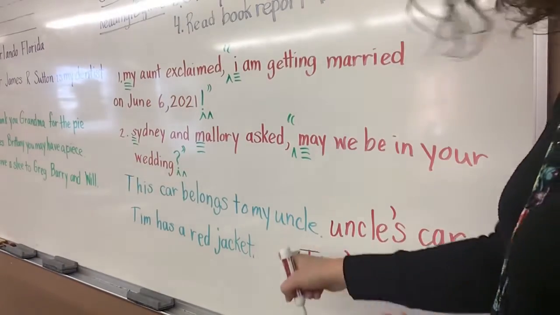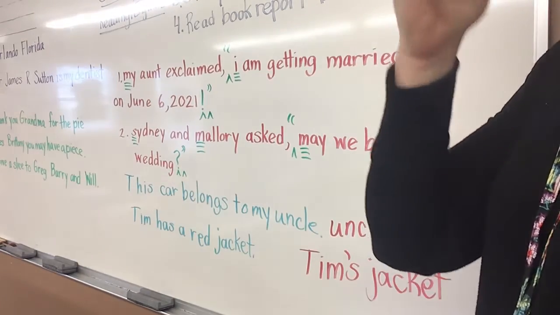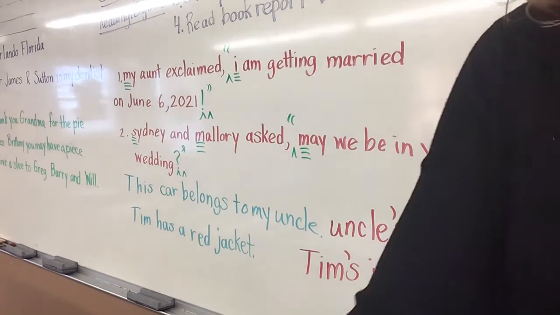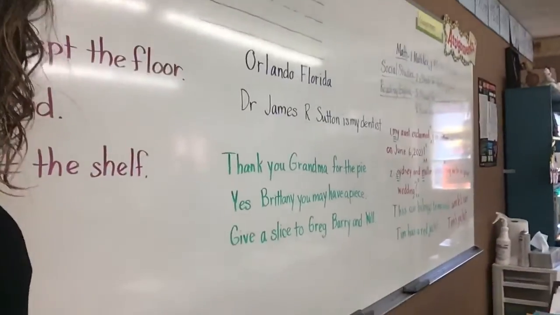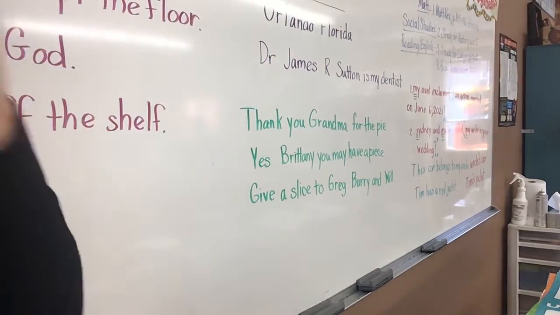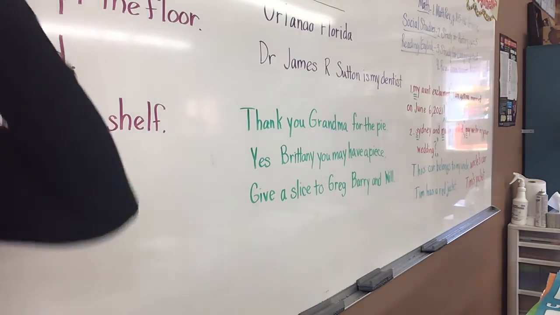And by the way, if you wrote my uncle's car or Tim's red jacket, those would be correct also. Okay? But that's what you're also going to do on the test tomorrow. All right, we're going to move to that middle section now, because that middle section is also on the test. All right, the middle section is where you're going to rewrite the whole thing. Now, not all of those in the middle section on the test are going to be sentences. For example, that first one just says Orlando, Florida. All right, so Orlando, Florida.